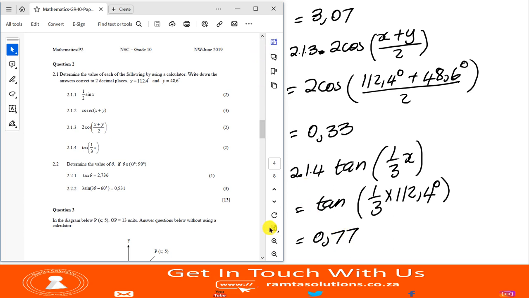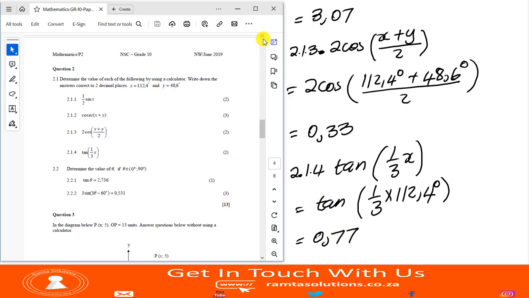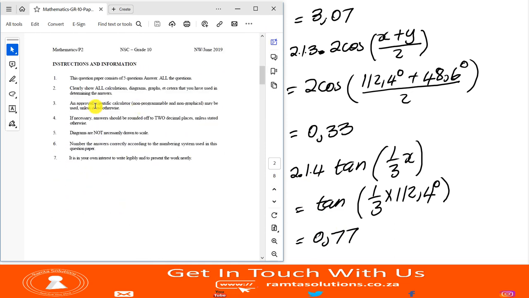And I want to show you something, guys, with regard to rounding. There's an instruction mostly in your exams. You see instruction number 4, of course, in this paper. I don't know if in other provinces they can change, but in this paper, instruction number 4 says, if necessary, answers should be rounded off to 2 decimal places unless stated otherwise. If you get a whole number, well done. But if you get decimals, round them to 2 decimal places unless stated otherwise.